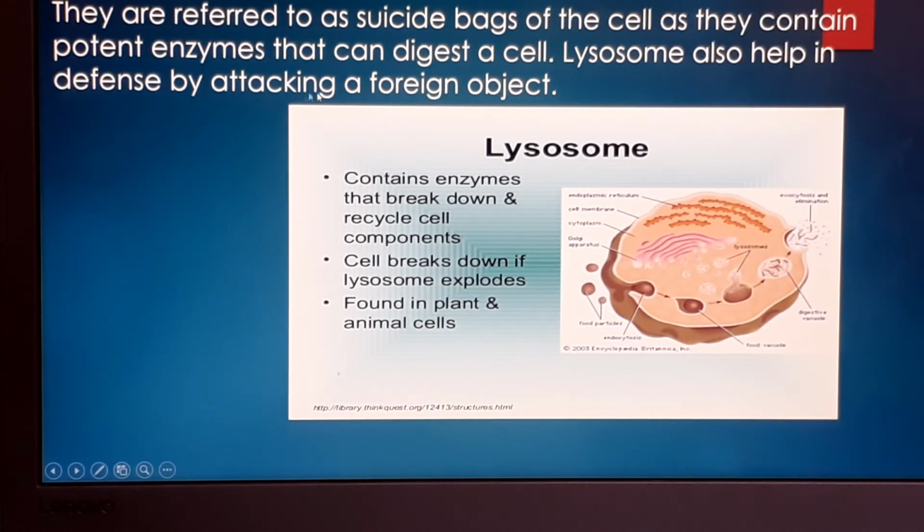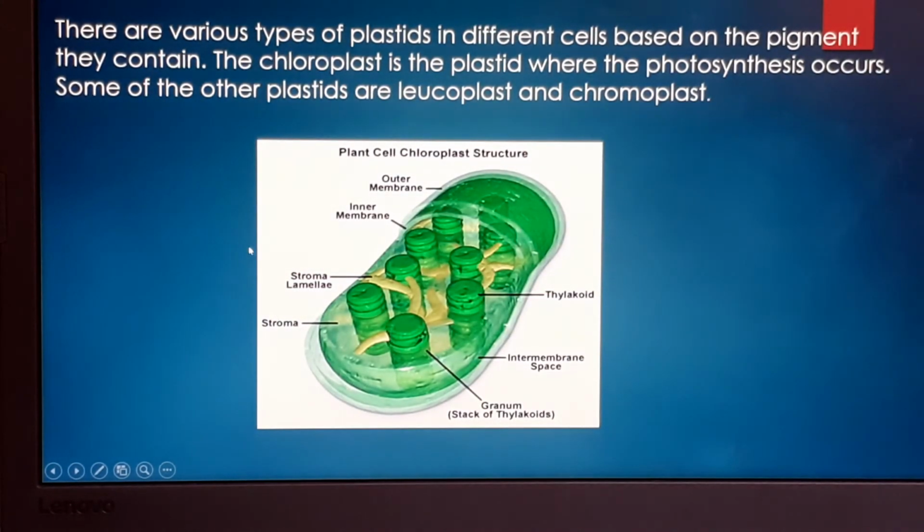Other than that, these lysosomes also help in defence by attacking foreign objects. If any foreign object enters our body, the lysosome goes inside it and releases its enzymes there and kills it. That means it kills not only the foreign particle but itself. That is why it is called the suicide box, suicide cell. Next one, plastids.